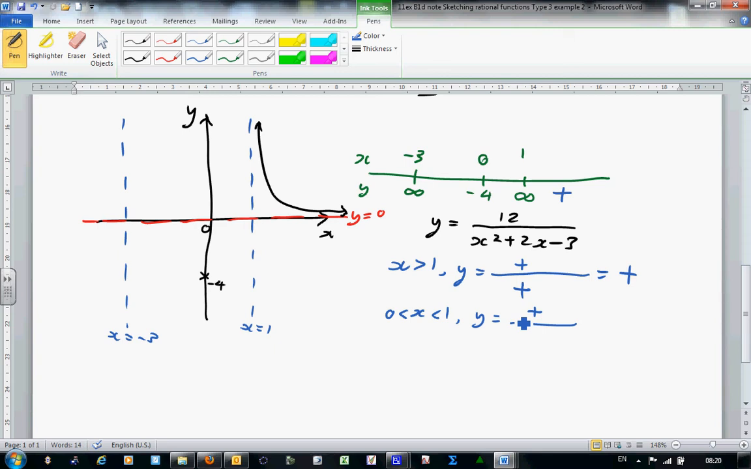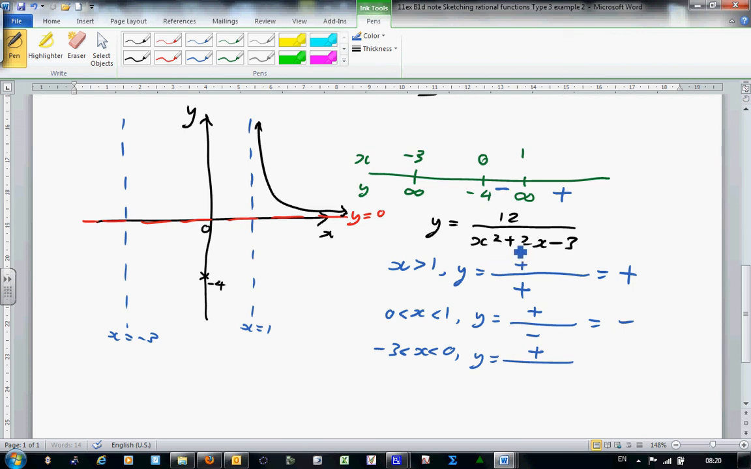Let's have a look at the next section. The next section is between minus 3 and 0. Let's have a look there. Let's say, oh, I don't know, negative 1, just for the heck of it. So we've got negative 1 squared, which is 1. We've got 1 minus 2 minus 3. So we've got 1 minus 5, which is negative. So that section is going to be negative as well. So we've got 2 sections negative.